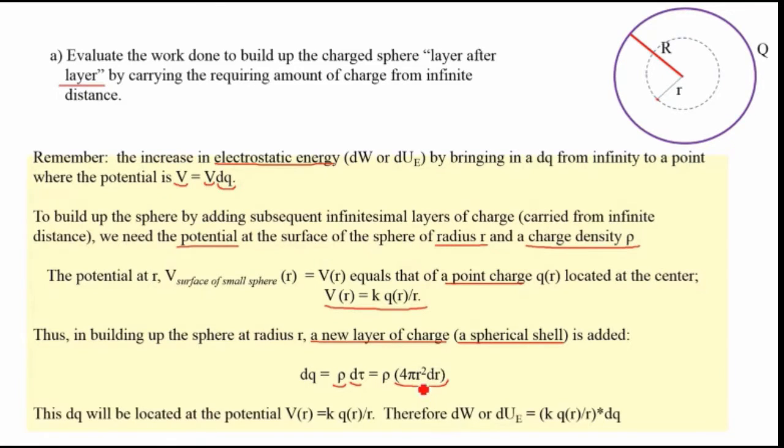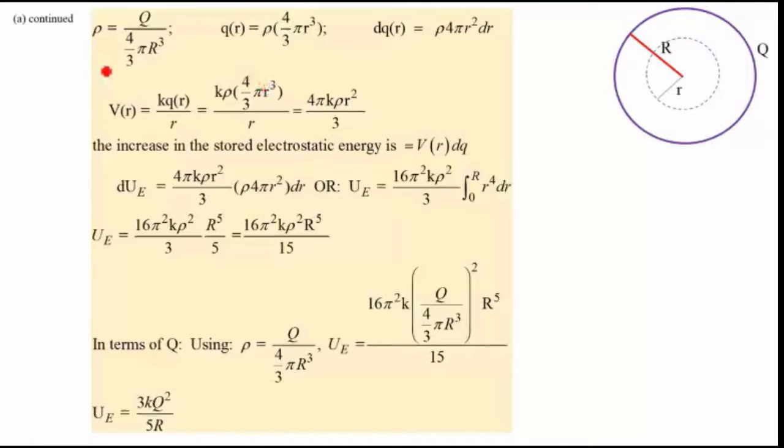Once we have V and dq, we can form the product to get the work done. We're going to bring dq into this potential. The change in the electrostatic energy will be V of r times dq. Just to remind you what ρ is, it's the capital Q over 4/3 π capital R cubed. The little q is just the density times the volume of that inner sphere, which is 4/3 π little r cubed, and dq is just the charge density times the volume of the shell.